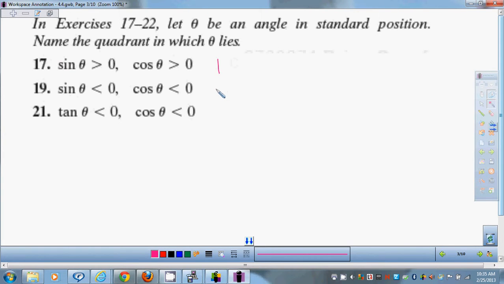In which quadrant is sine negative and cosine negative? 3. Or you can give me it in Roman numeral. And in which quadrant is tangent negative and cosine negative? 2. 4 has sine negative and tan negative. These are all straight from your unit circle. Now I can pull up unit circle and show this if someone would like that.